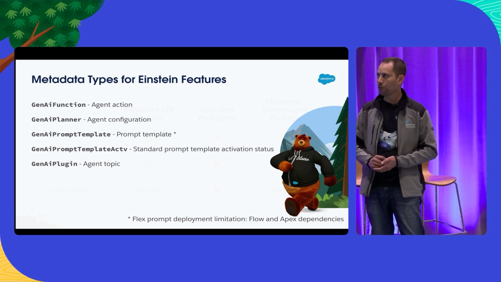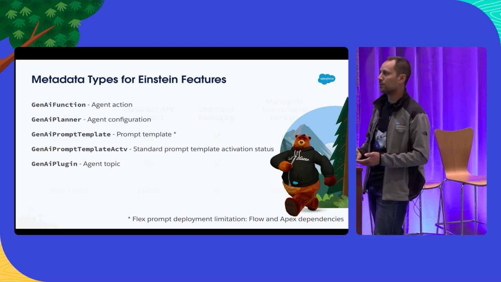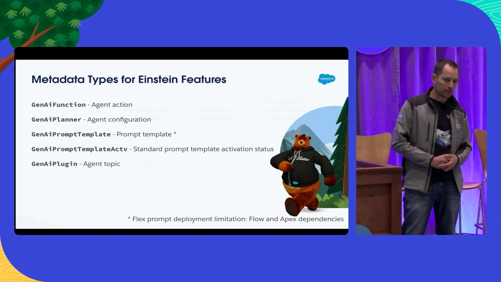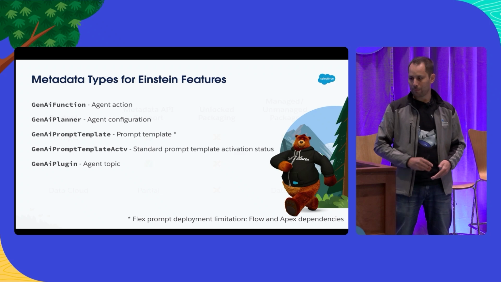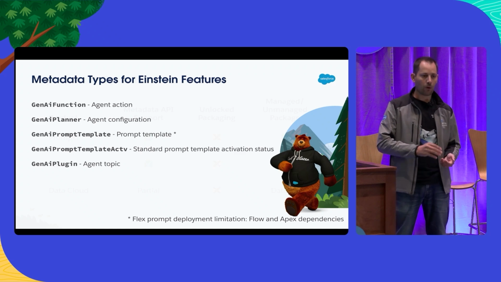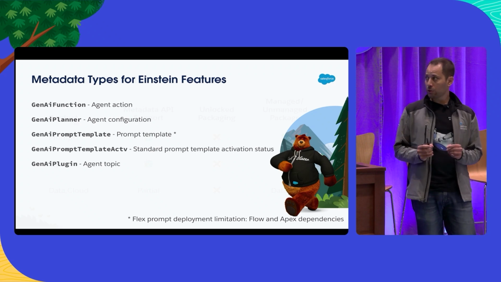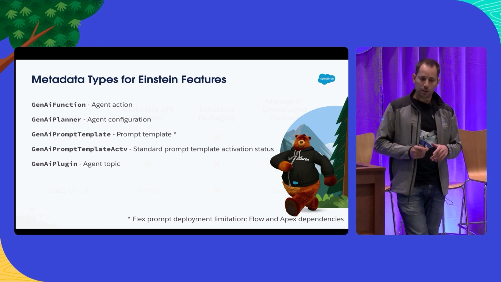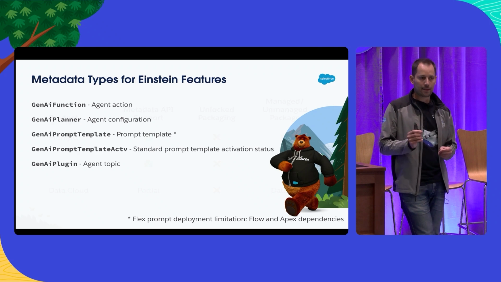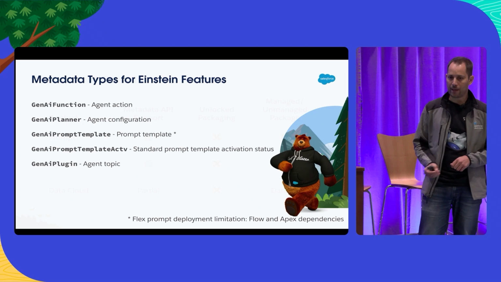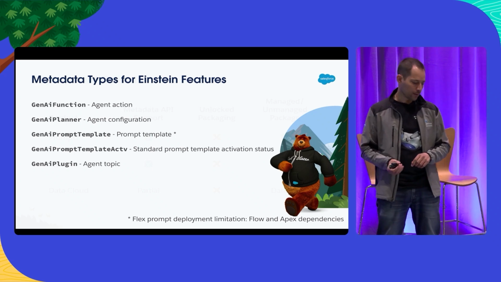And I've listed them here for you because the names are not very user-friendly. GenAI functions are custom agent actions. So it's a bit of configuration that points to some Apex, some flow, or maybe a prompt. The GenAI planner is the agent configuration. And the agent configuration includes the list of selected actions for a given agent. So it's a fairly simple configuration file that tells you which actions are selected or not.